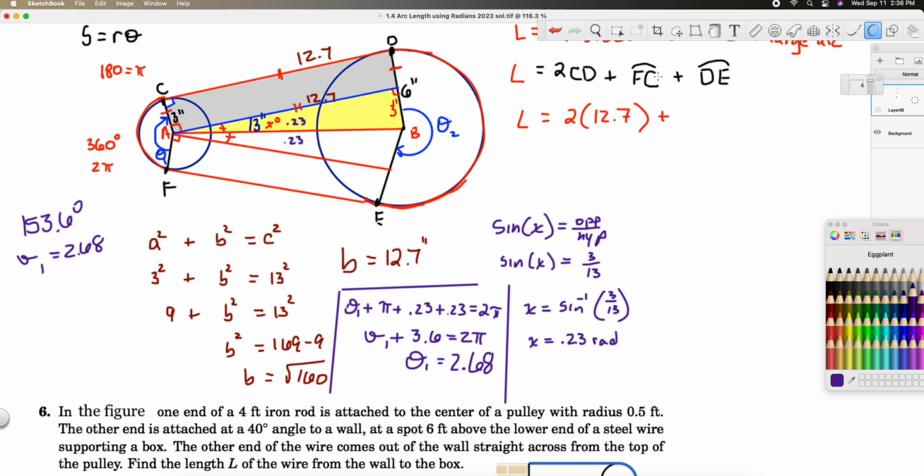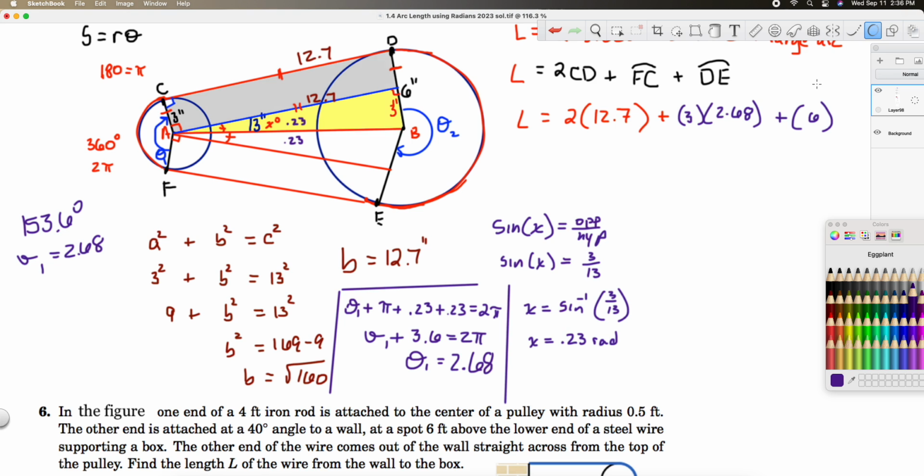So now, my small arc is going to be r theta, right? So r times theta is my S equation. Well, I know my r. It's 3. Theta is 2.68 plus, okay, now my radius for the larger arc is 6.